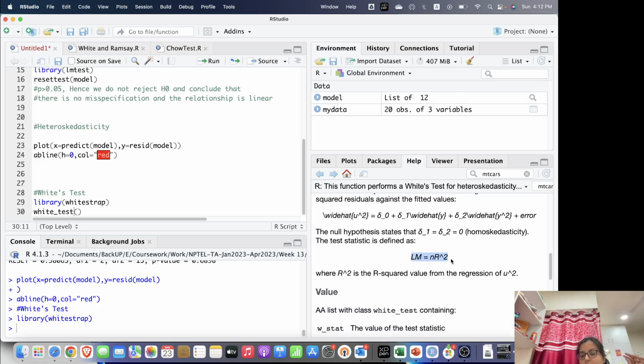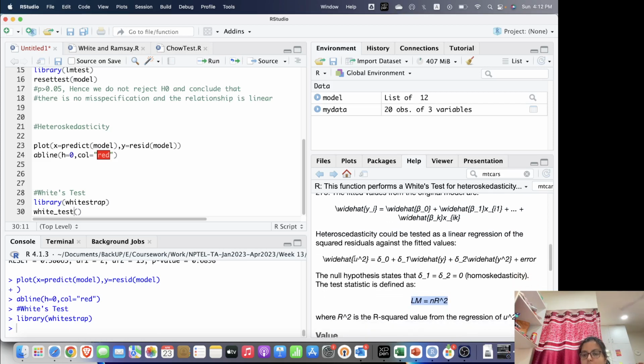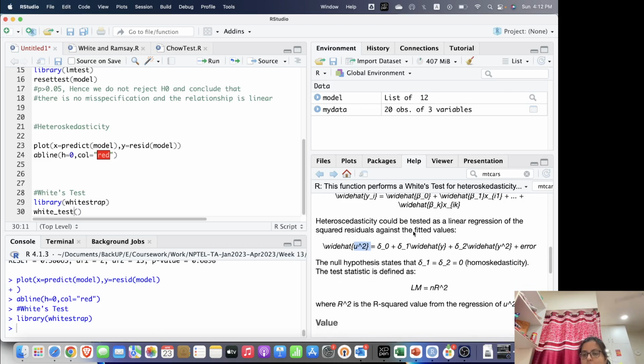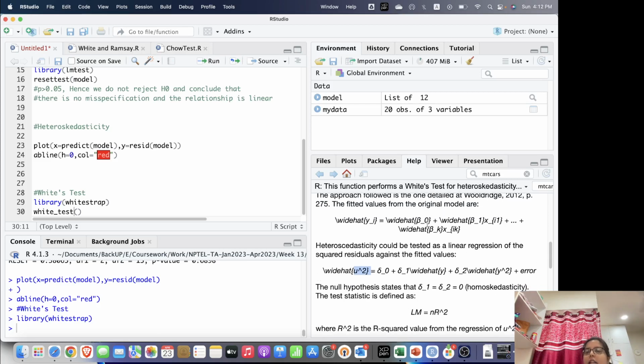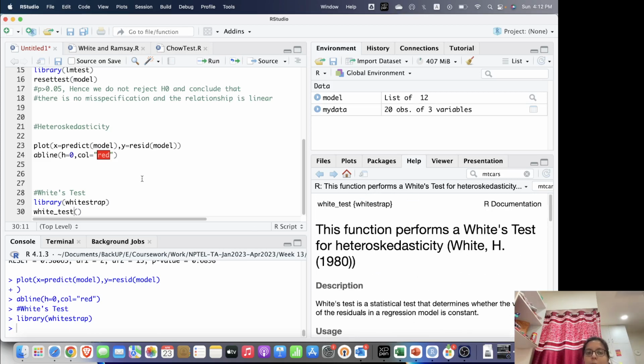This is the test statistic as we talked about, n R square, where R square is like this equation, where we are obtaining the residuals from the first fitted model and then fitting it. So these equations you will find in the class notes. Same thing is being performed over here.